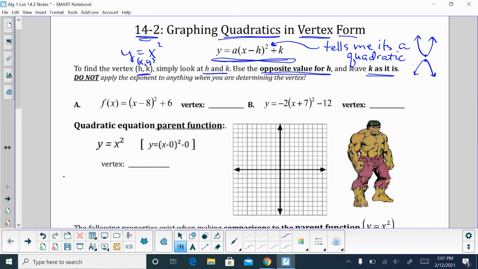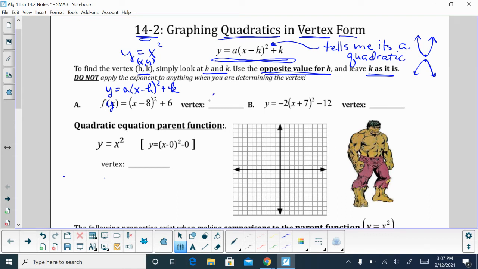So let's look at a. So f of x, which is a nice function notation way of saying y, is equal to the quantity x minus 8, quantity squared plus 6. So I've got something squared, so I know it's going to be a quadratic. Now, let me write above this vertex form, and let's see what information you can pull from this function to identify h and k.